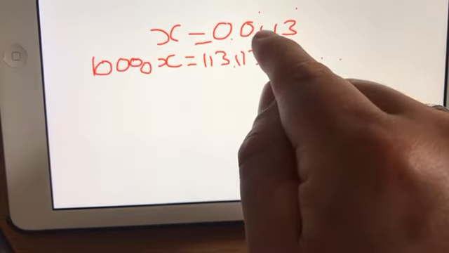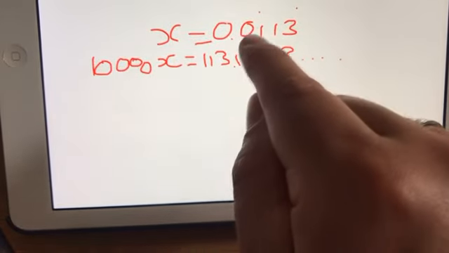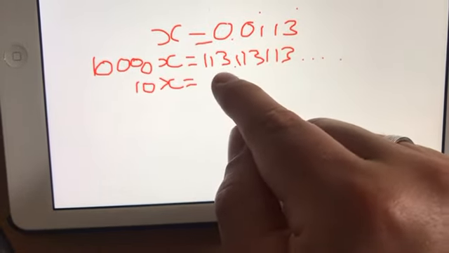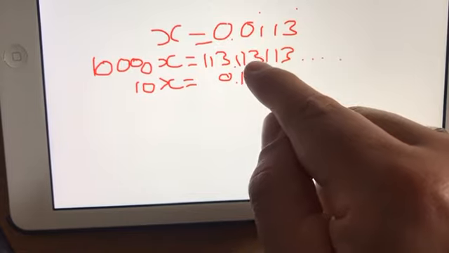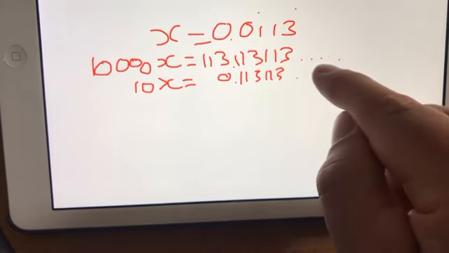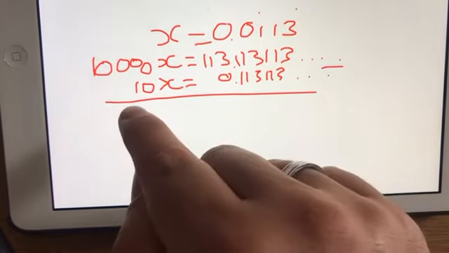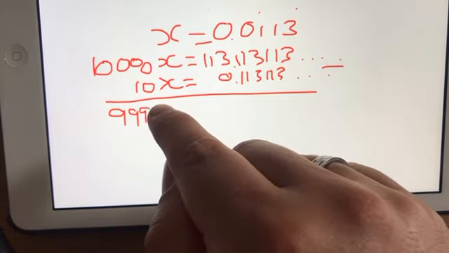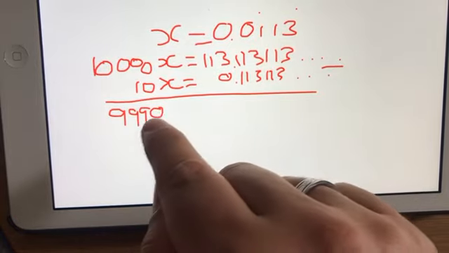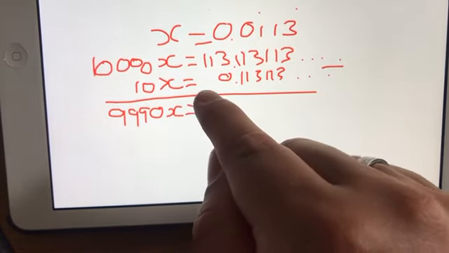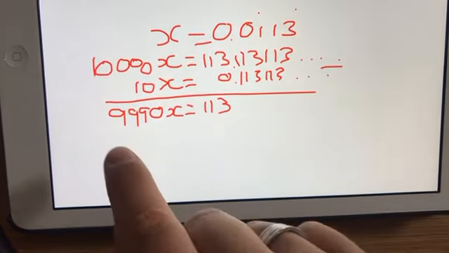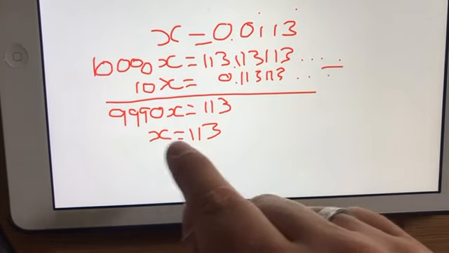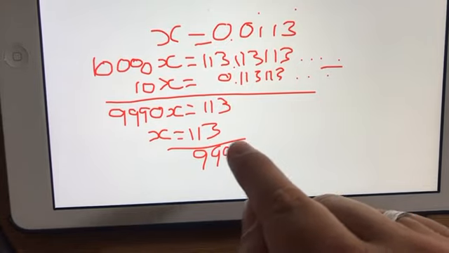Then I need to get the first recurring digit up to the decimal point, so I'm going to times by 10. 10x equals 0.113113 going on. I'm going to take them away, so I get 9,990x equals 113. That messed with my brain a little bit then. Now I'm going to divide by 9,990. X equals 113 all over 9990.